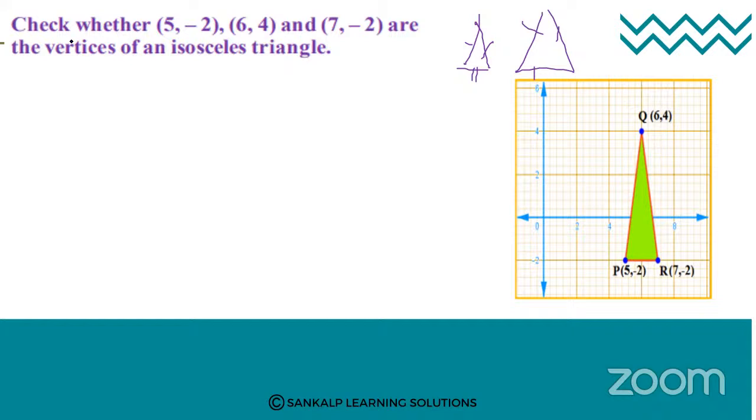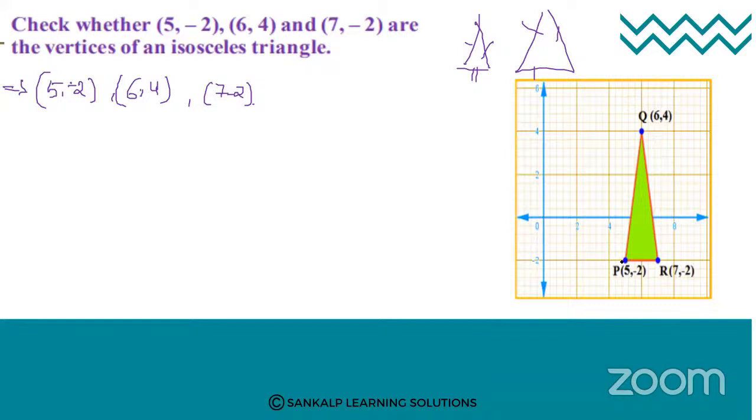Okay. So here (5, -2), (6, 4), (7, -2). These are the coordinates of the vertices of an isosceles triangle. So if you draw these points on the graph, you will get the triangle like this. So you get a triangle like this.